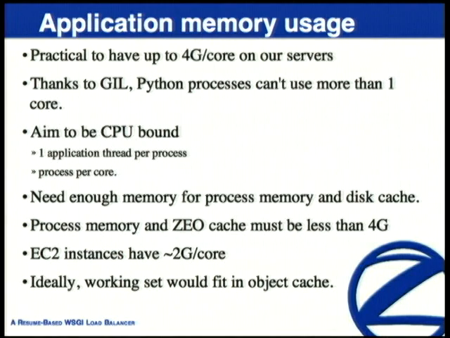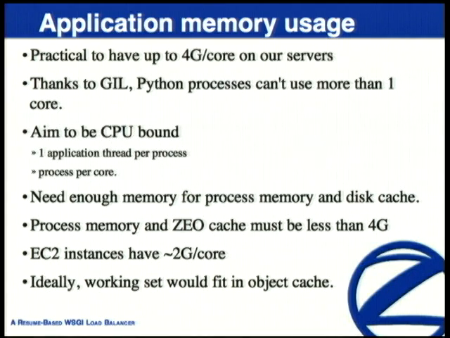On the machines that we buy, it's uneconomical to have more than 4 gigs per core. So we typically have 4 gigs per core, and we use that both for the objects, the application's own memory, and to try to make sure that the database cache fits in the machine's disk cache.